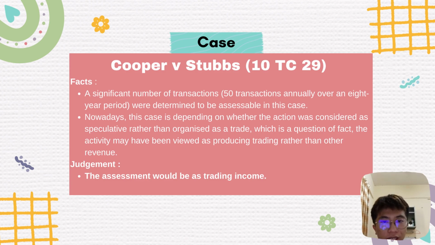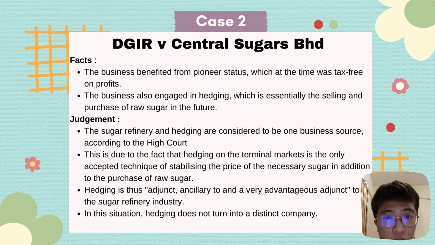Nowadays, this depends on whether the activity was considered speculative rather than organized as a trade. So it is a question of fact. The activity may have been viewed as producing trading rather than other revenue. So in this speculation situation, the assessment would be trading income, so it can be taxable. Now we look at case two. It is DGIR versus Central Sugar Bhd.